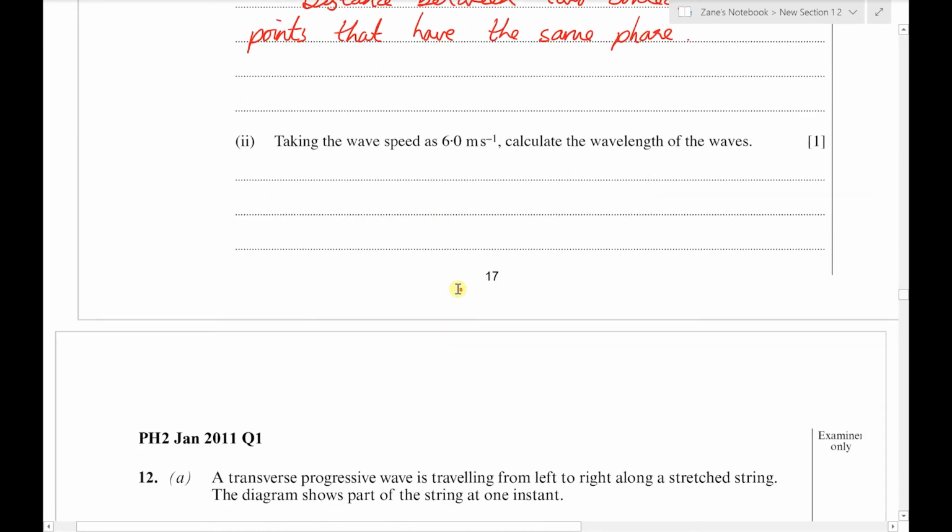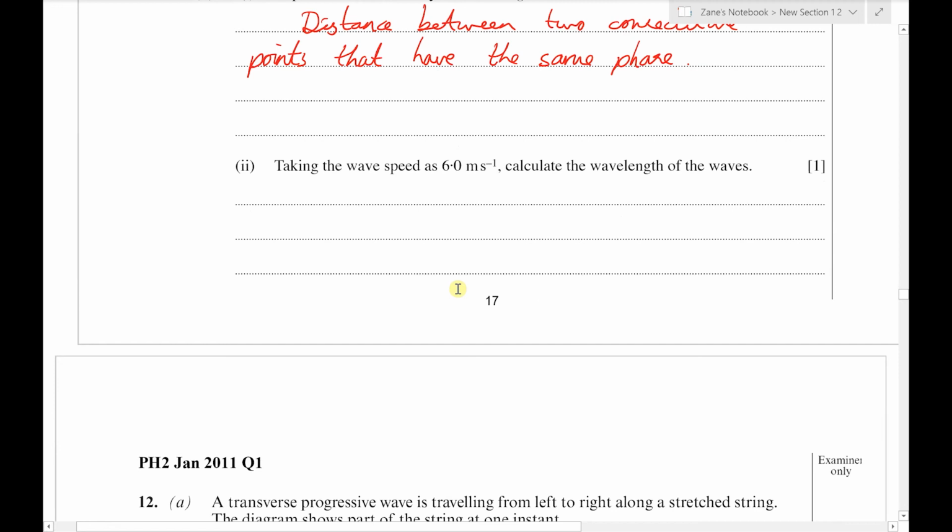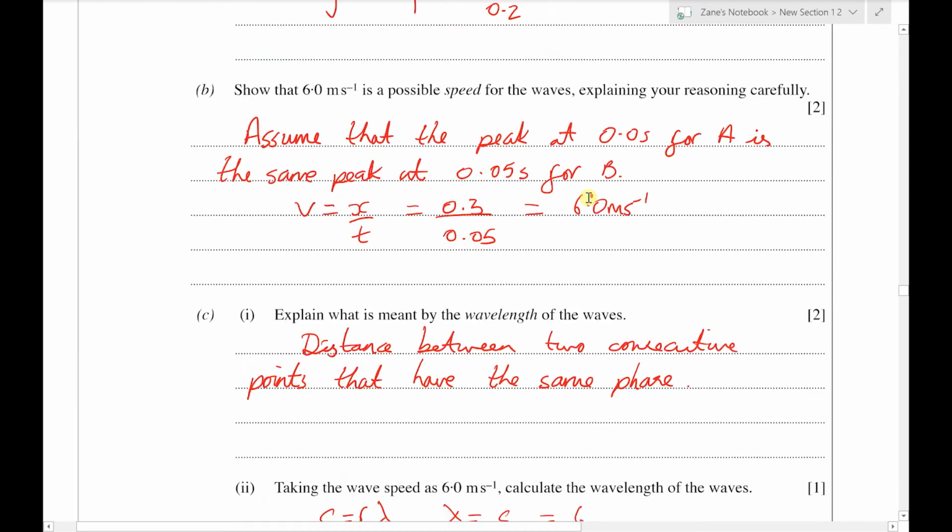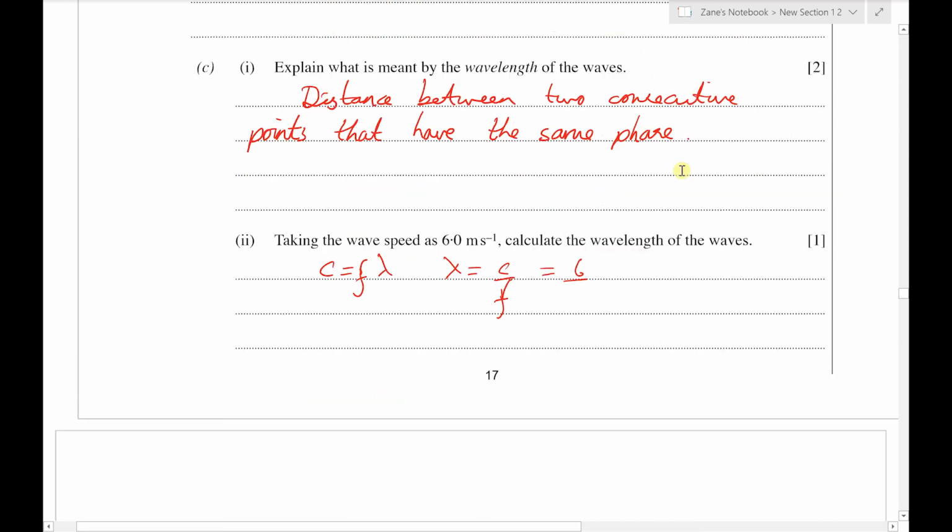Next part, taking the wave speed as 6 meters per second, calculate the wavelength of the wave. Well, here we can simply rearrange the basic wave speed equation, where the wavelength lambda is the speed over the frequency. We're told to take that the speed was 6, and we calculated the frequency earlier to be 5 Hertz, and 6 over 5 is 1.2 meters.